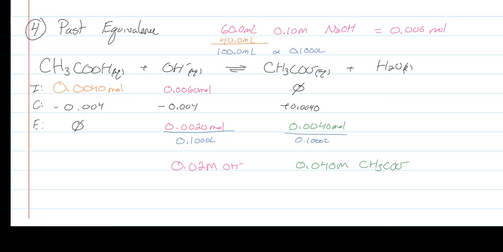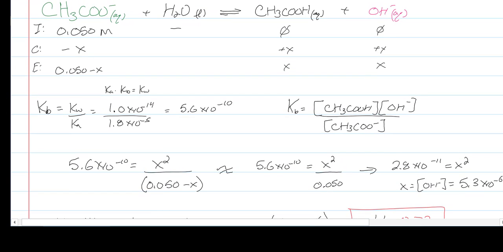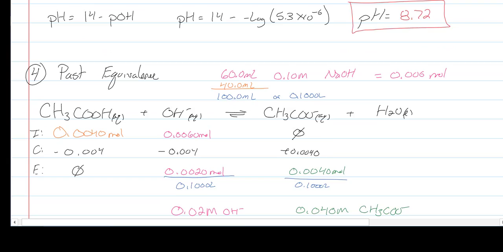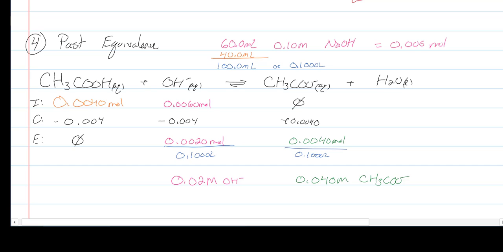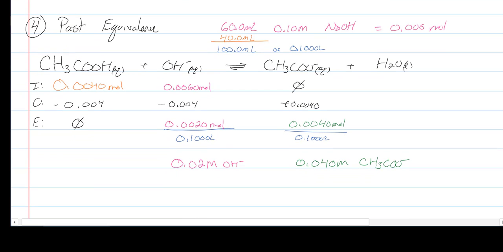However, if we assume that 0.04 and 0.05 are the same, which they're not, 0.05 molar acetate produced a hydroxide ion concentration of 5.3 times 10 to the negative 6 molar. So let's say 0.04 produces the exact same number, 5.3 times 10 to the negative 6. It doesn't. It's less, but let's just say it does. What's 0.02 plus 5.3 times 10 to the negative 6 molar? 0.02.